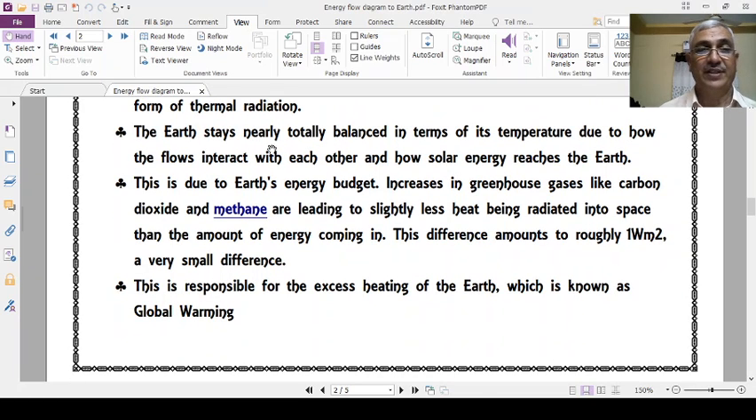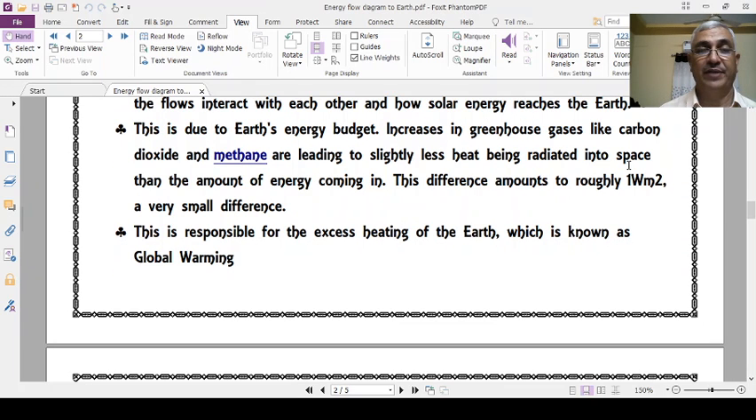Earth stays nearly balanced in terms of temperature due to how the flows interact with each other and how solar energy reaches the Earth. The ways in which the solar energy is consumed, flows and interacts will decide the balance and a livable temperature on the surface and in the atmosphere of the Earth. This is what is known as the Earth energy budget.